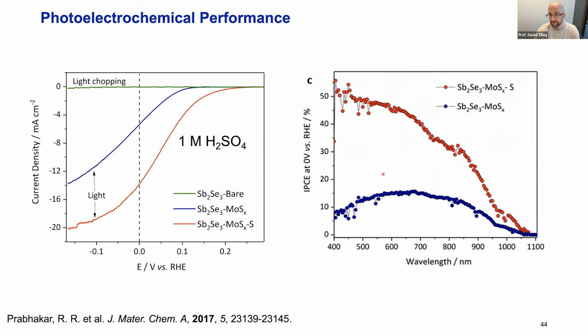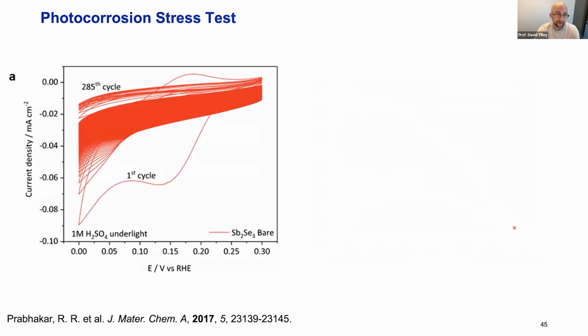So this is our quantum efficiency spectrum. So we're getting a lot more charge out. So we're getting less recombination all the way out to the band edge. And this was nice that it was stable.